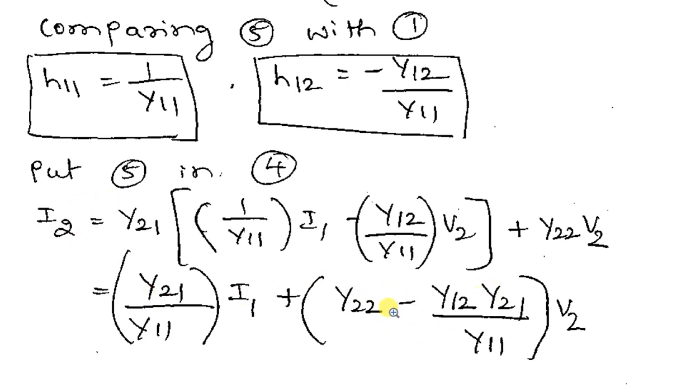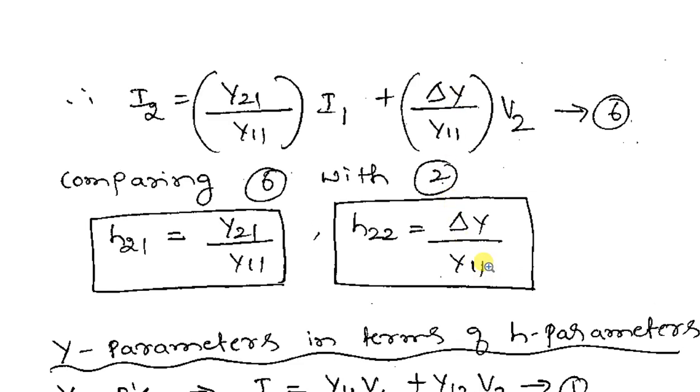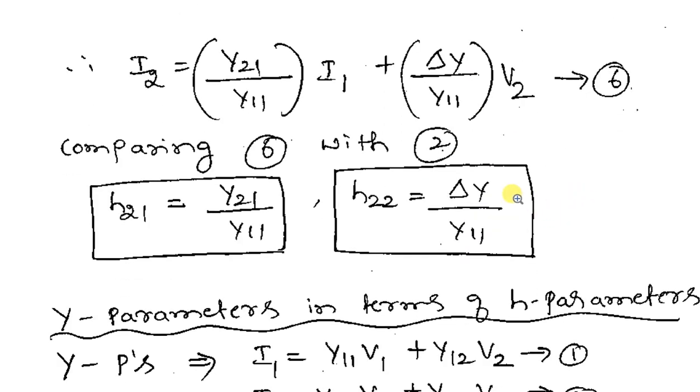After that, you compare this with the second equation, and you will get the other two variables. So y21 by y11 I1 plus delta y by y11 V2. Compare equation number 6, where I2 is expressed in terms of I1 and V2. So h21 is equal to y21 by y11. h22 is equal to delta y by y11. So this is very easy.